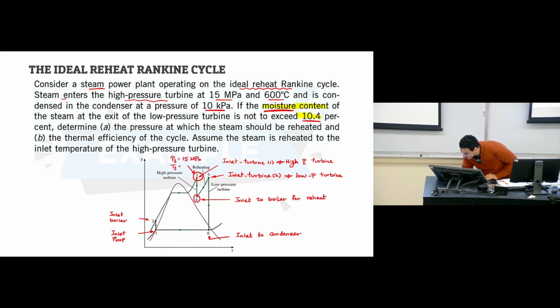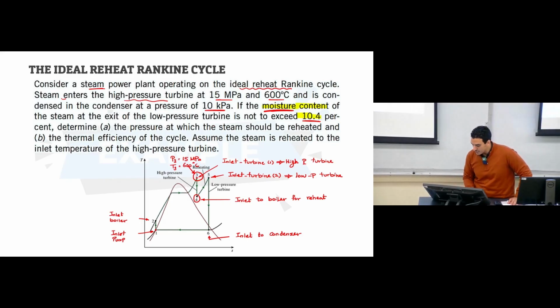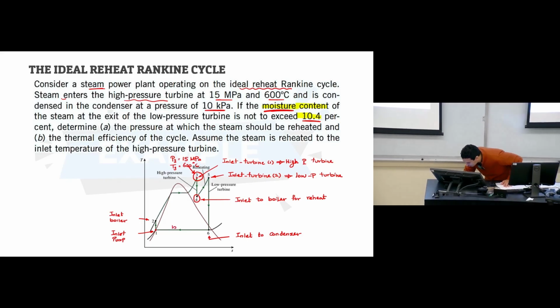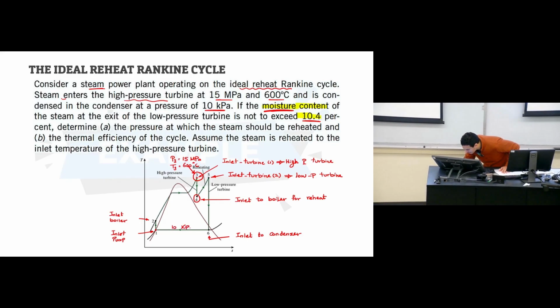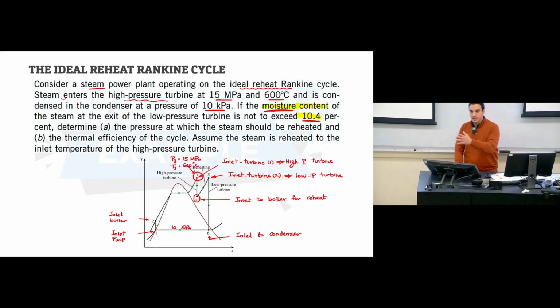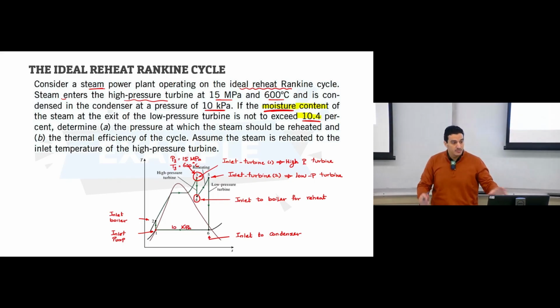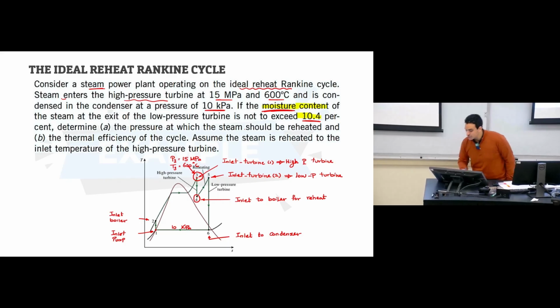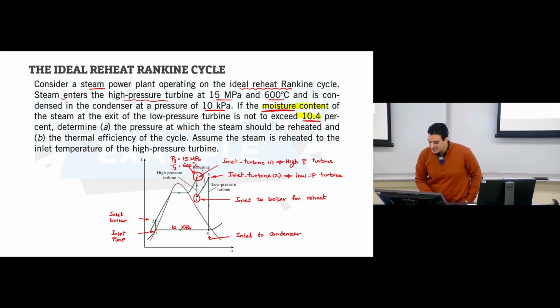Temperature at point number 3 is 600 degrees Celsius. Then he said the condenser pressure is 10 kilopascal. This is the line that represents the condenser. So the pressure at point number 6 and point number 1, both of them, is 10 kilopascal.